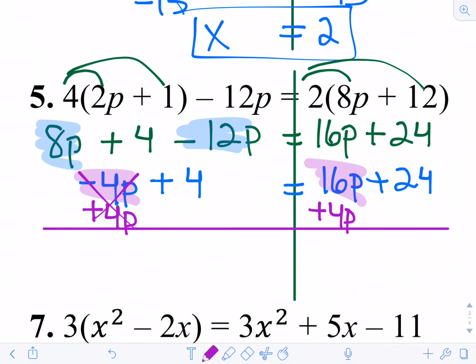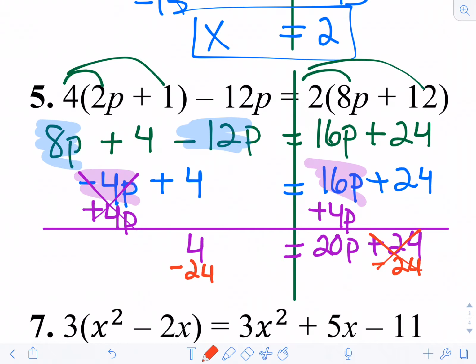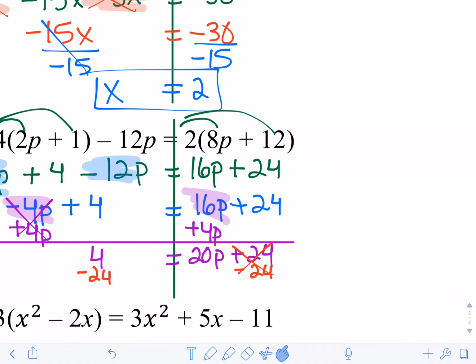Okay, so that is my 0 pair. I have a 4 here. 16 plus 4 is 20, plus 24. Okay, I'm going to subtract 24 from both sides. So 0 pair. And I'm going to do my work a little bit over here to the side. 4 minus 24 is negative 20, so I have negative 20 is equal to, I have 20p.